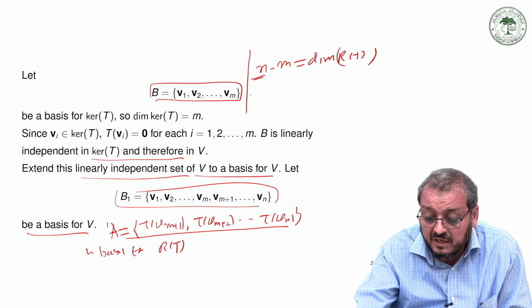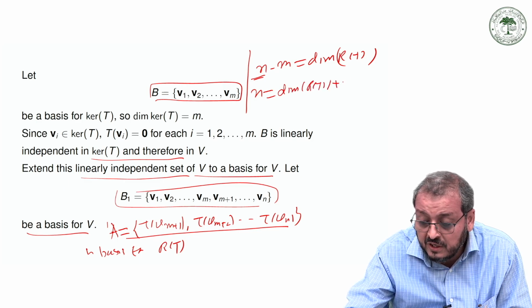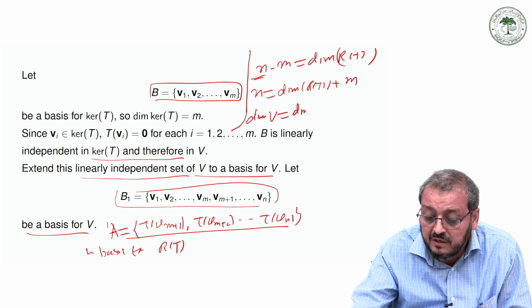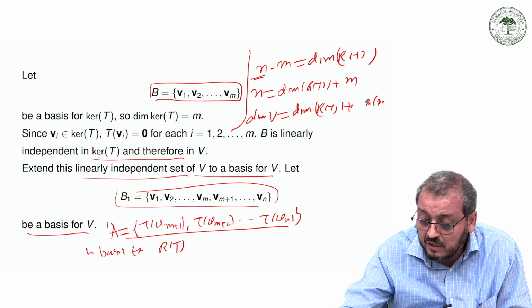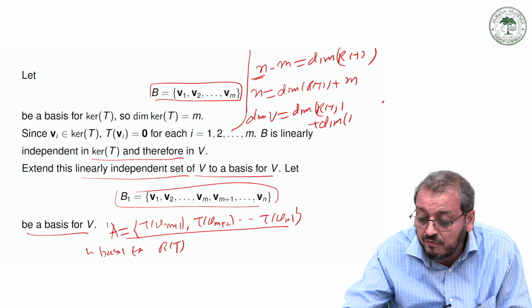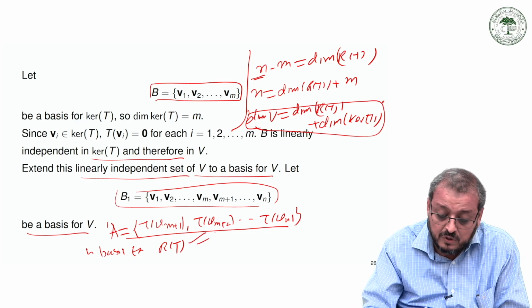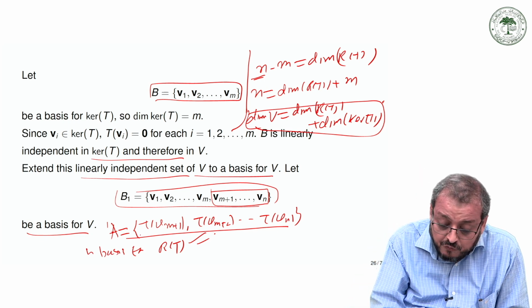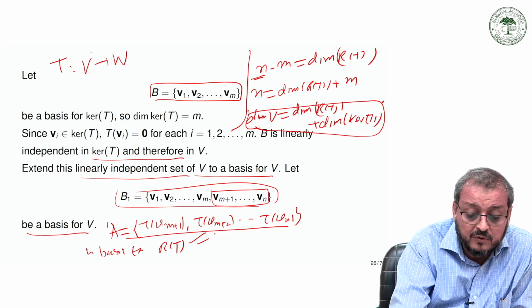And now we know that n can be written in the form: the dimension of the range of T plus m, where n is the dimension of V, and m is the dimension of the kernel of T. If we succeed in this, we can conclude this. We know that T goes from V to W, so clearly it is a linear map.